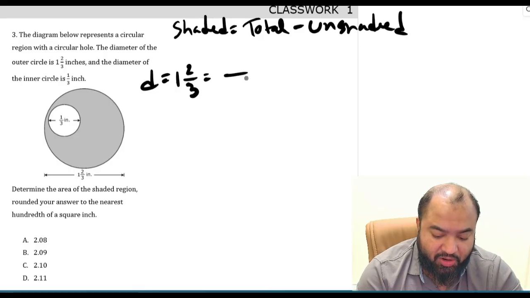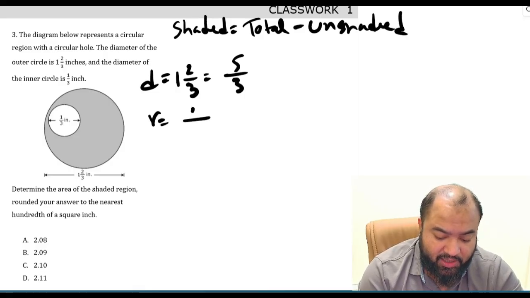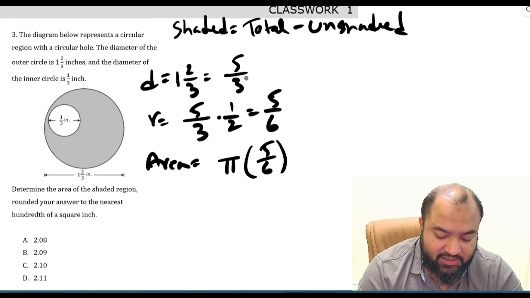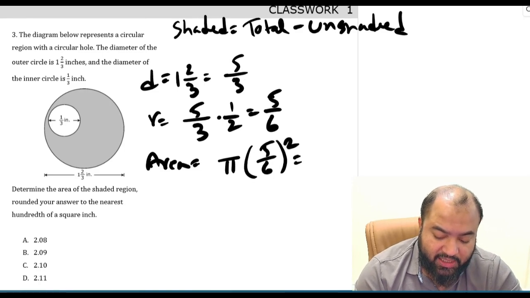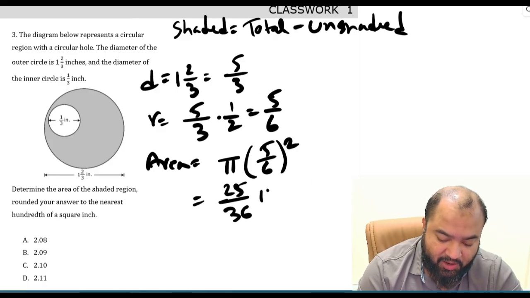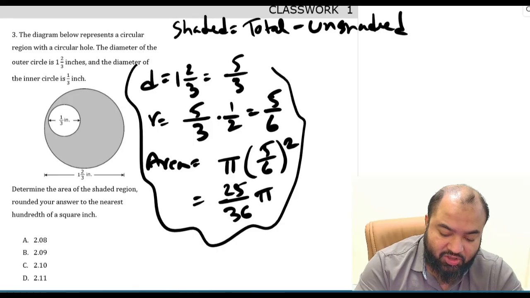I'm going to make it improper. 5/3. So radius will be what? 5/3 times half. That's 5/6. Area will be what? Pi 5/6 squared. So that's 25/36. I'm just going to write it in the bottom here. So 25/36 pi. So this is the area of the big circle.